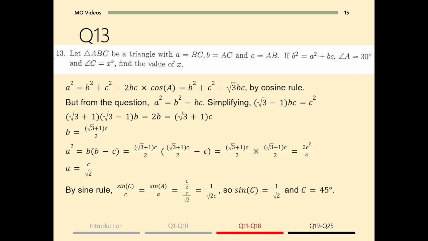And note here that b is more than c, so angle C has to be acute. Now we can also find a in terms of c, and now we can use the sine rule to find sine C, since we know a in terms of c and we know angle A. We find that sine C is 1 over root 2, and therefore angle C is 45 degrees, since it has to be acute. Therefore the answer is 45.